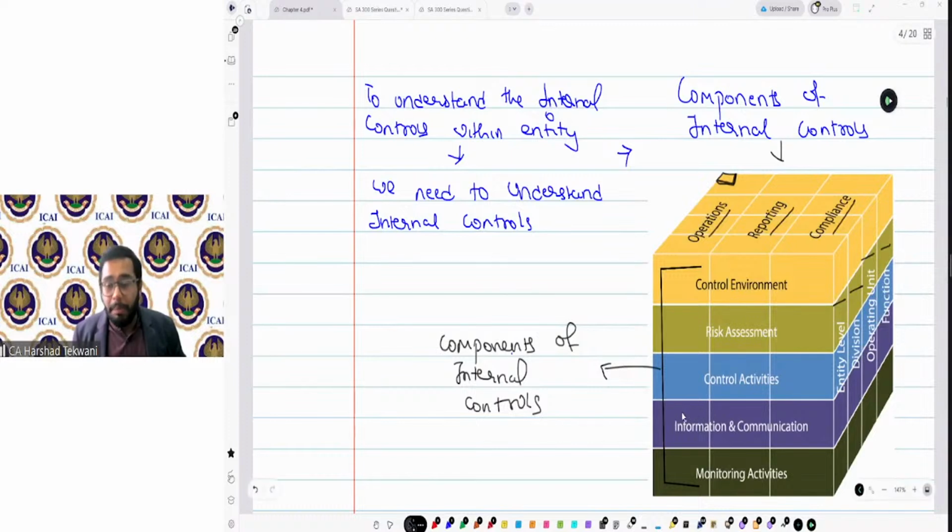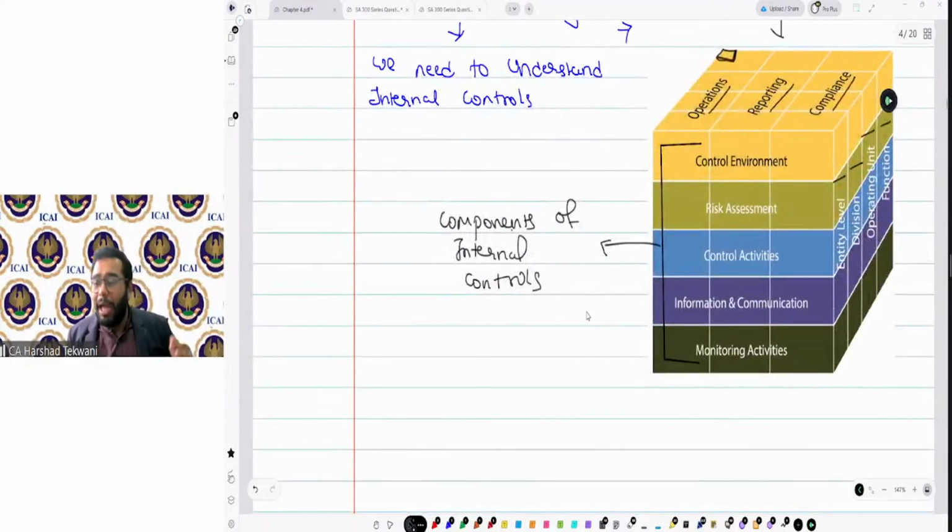Control activities, the third part. When I say control activities, this includes performance reviews, like reviews done by the management. When I say performance reviews, kind of entity level control, where financial results are reviewed at the entity level, division level. Then I could say information processing controls. Now, when I say information processing controls, it could be ITGC. When I say ITGC, it is Information Technology General Controls. Now, what are these ITGCs?